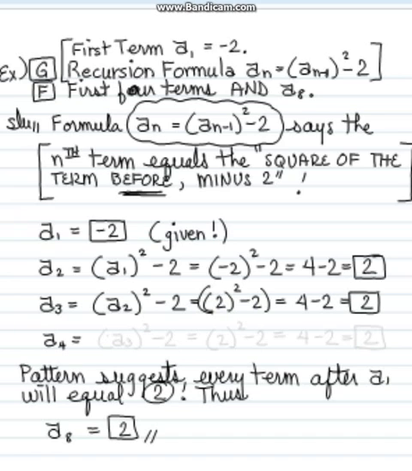Now, the fourth term, a sub 4, is the term that came before it, a sub 3, squared minus 2. So it's 2 squared minus 2, it's 4 minus 2. Check that out. Every one of these after the first term, the second, third, and fourth, keep having the value 2. And it looks like every time we do this, we're going to get the value 2. The pattern suggests that every term after the first term is going to equal 2. So it's easy to see that the 8th term is going to equal 2.